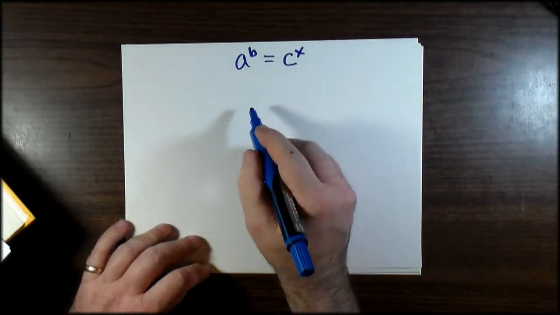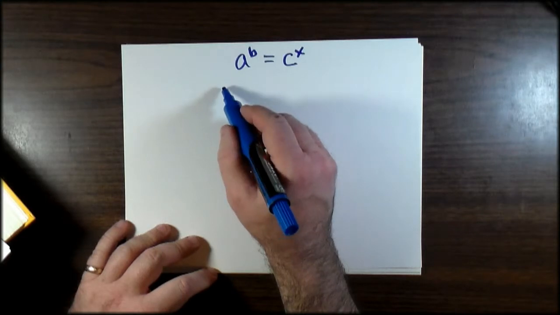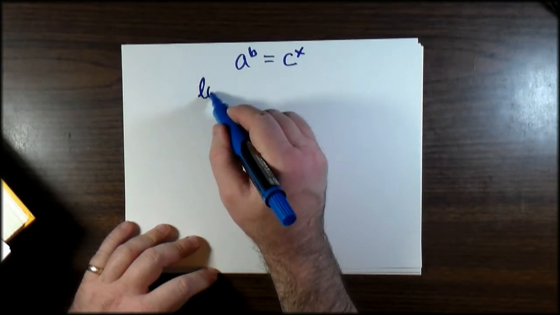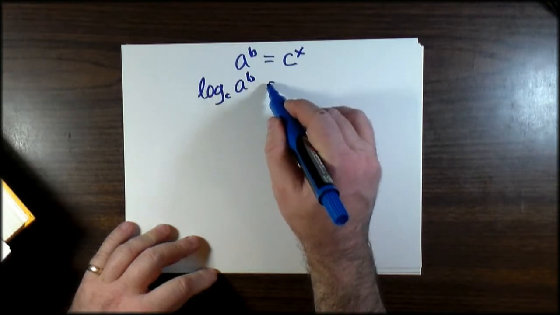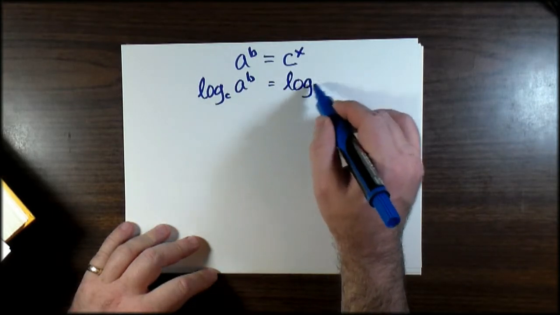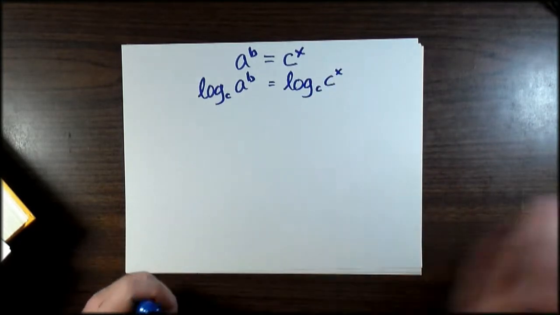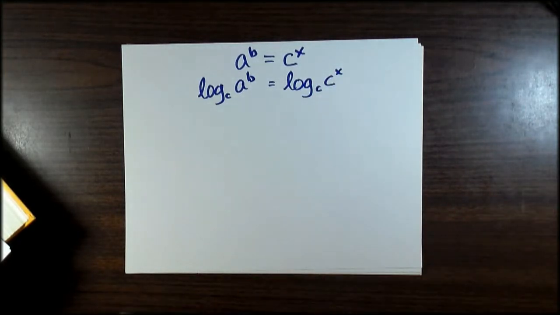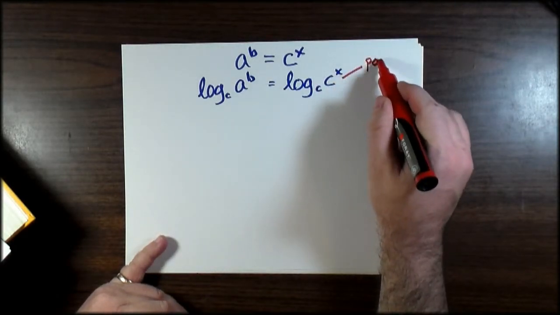Here we begin with both sides being expressions with exponents in them, and now I'm going to take the log of both sides, and I'm going to take the base c log of both sides. Now the log base c of the same base, c raised to the x, is just going to be x by the power law.